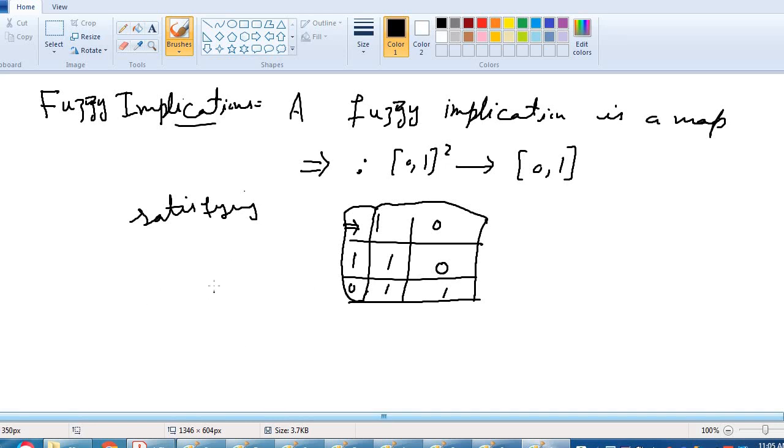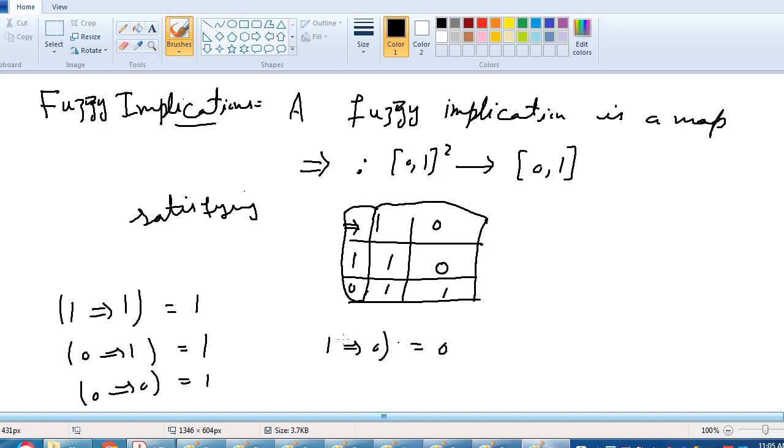If we apply this fuzzy implication, for example, 1 implies 1, then what will the answer be? 1 implies 1 means the answer is 1. Now we apply 0 implies 1. We again get answer 1. And when we apply 0 implies 0, then again we get 1. But if we apply implication 1 to 0, then our answer will be 0. So this is the basic definition of fuzzy implication. If these four conditions are satisfied, then we say that this map is a fuzzy implication.